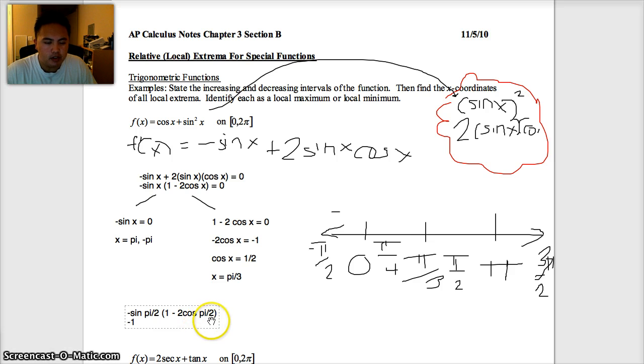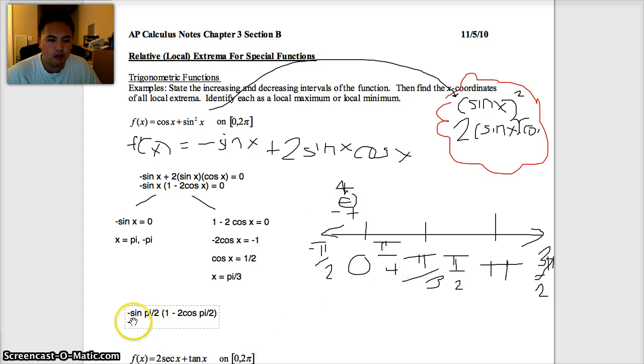And when I apply a pi over 2 here, cosine pi over 2 is 0. 1 minus 0 is 1. So I have a negative 1. Start again. Cosine pi over 2 is 0. 2 times 0 is 0. I get 1 minus 0. So this is positive. So if I get a negative and positive, this whole zone is negative.